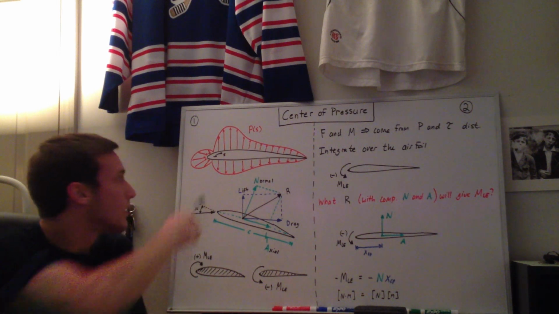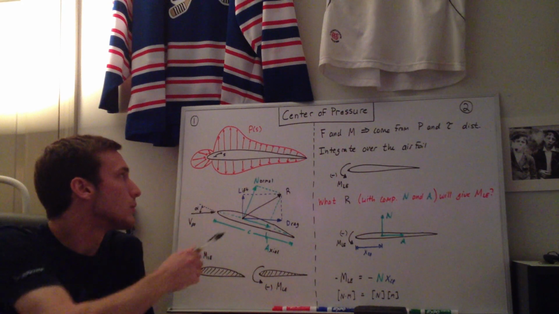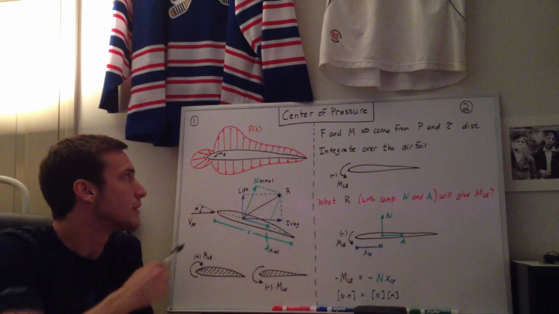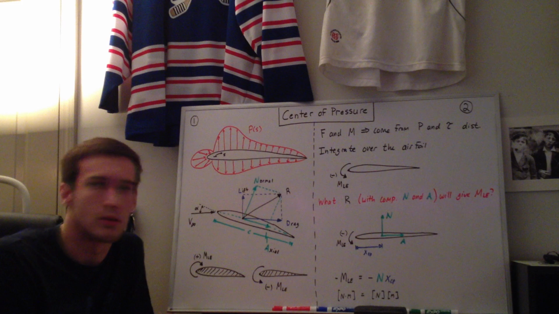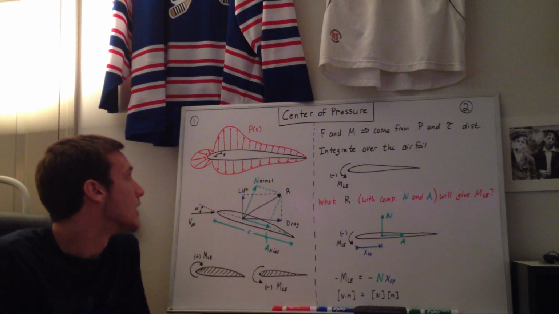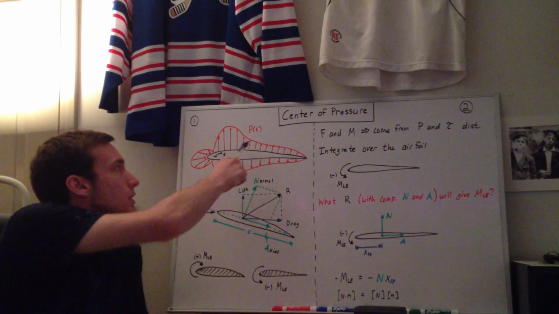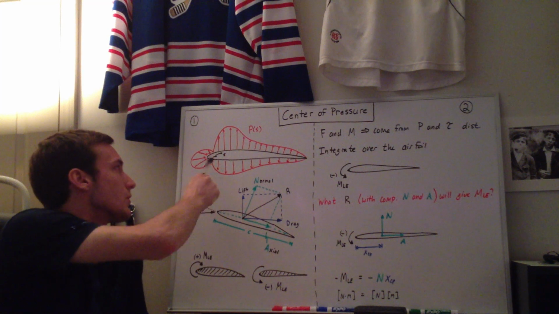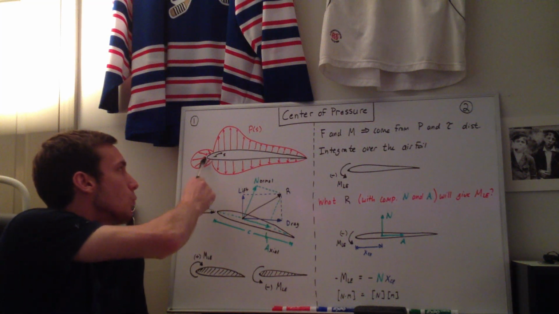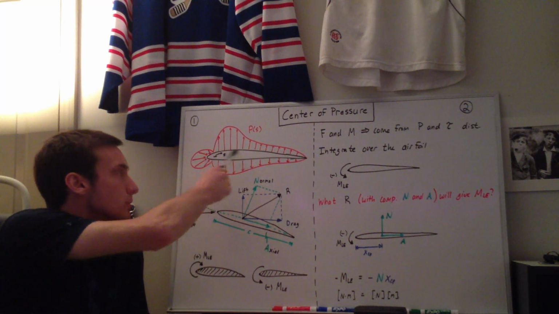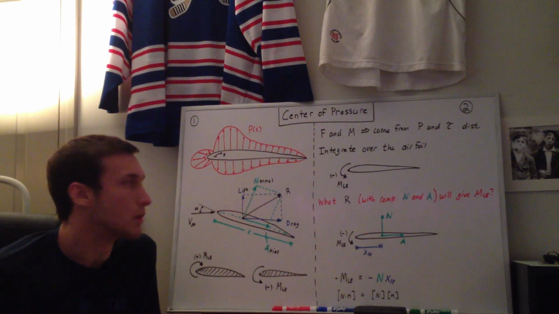Up here to the left I drew a simple airfoil, and in red is the pressure distribution around the airfoil, just an arbitrary pressure distribution. The pressure varies as a function of S, where S is the distance along the surface, so really it's just where you are on the surface. You can see that the pressure is varying based on what S is.